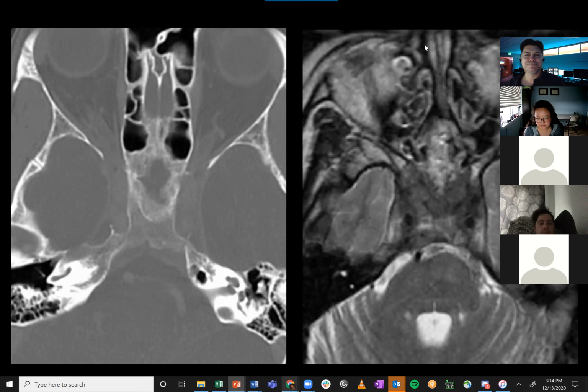Okay, so it looks like we have an axial bone window CT on the left of the screen, and a T2 weighted axial MR on the right. And it looks like there is asymmetric expansion of the left vestibular canal. Or I'm not sure if that might... Oh, that part? I think that's just a high riding jug. I'll give you that. Okay, okay.